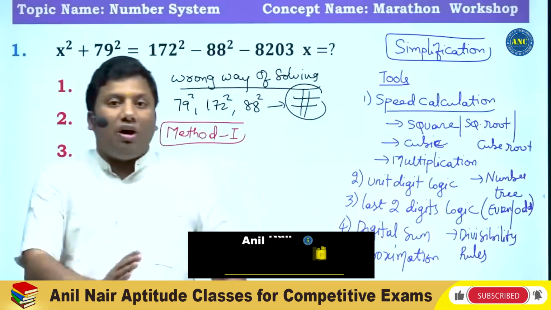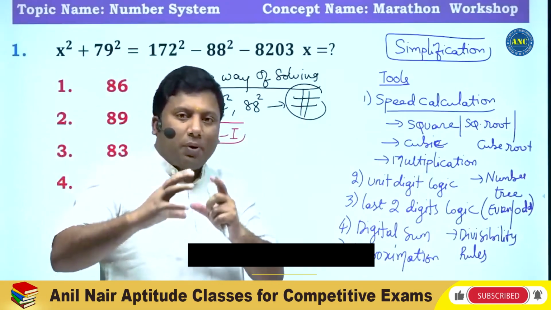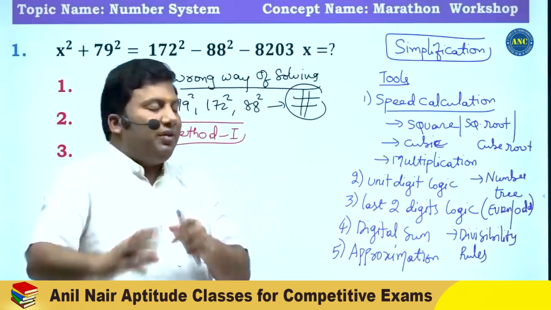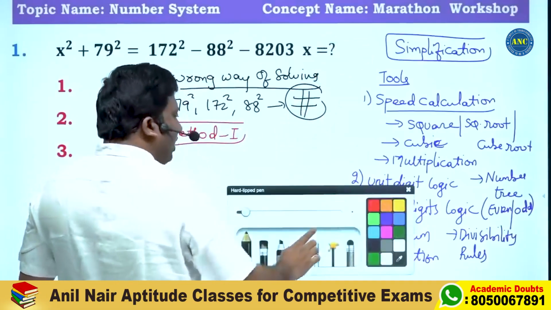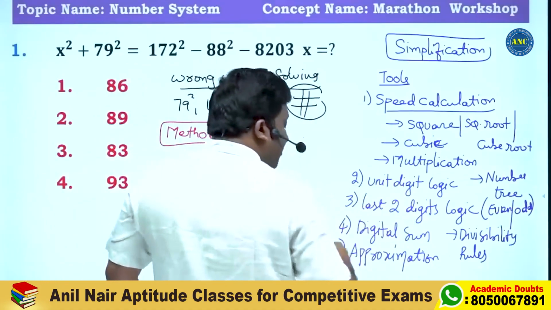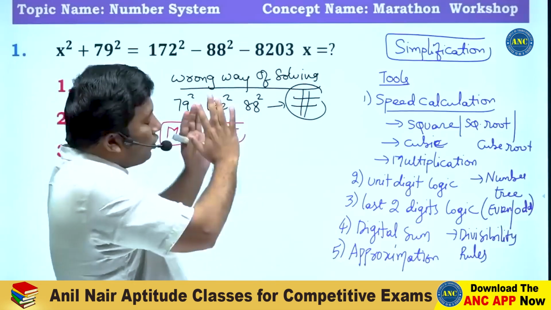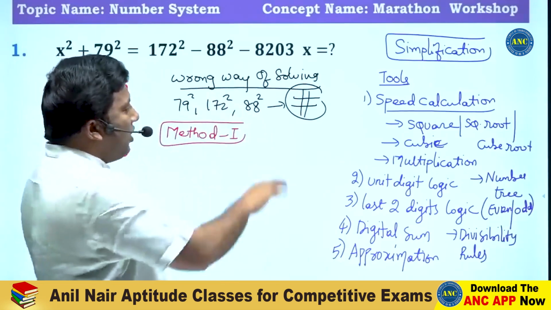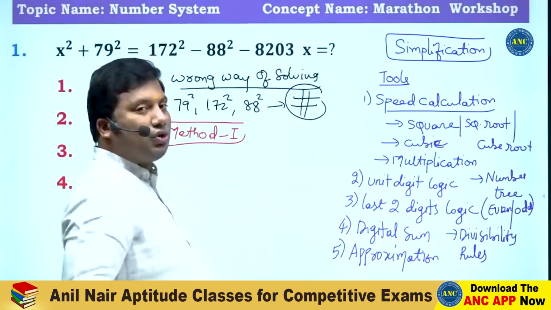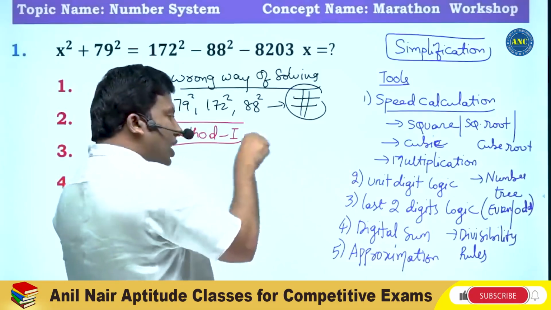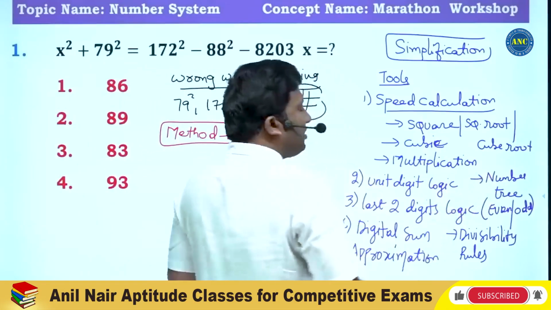First, make a note of what I wrote in blue color. Suppose there is a simplification problem. To solve a simplification problem, these are the various tools that can be used. For you to make a curry, what are the ingredients that are required? Similarly, to solve a simplification problem, you should know speed calculation techniques, approximation techniques, unit digit logic, last two digit logic, even and odd number logic, and divisibility rules.